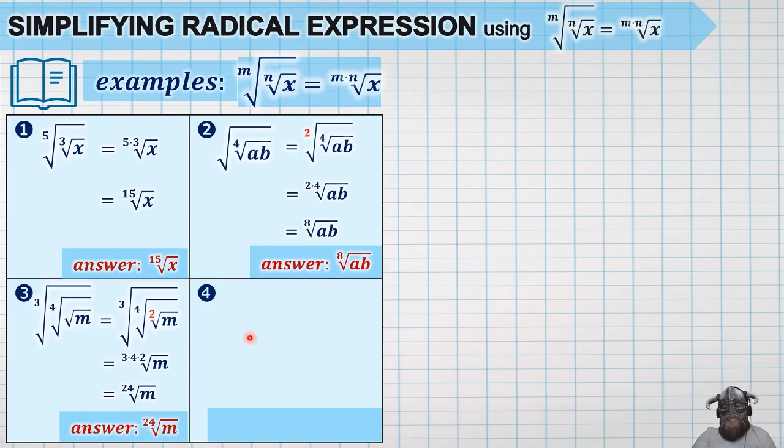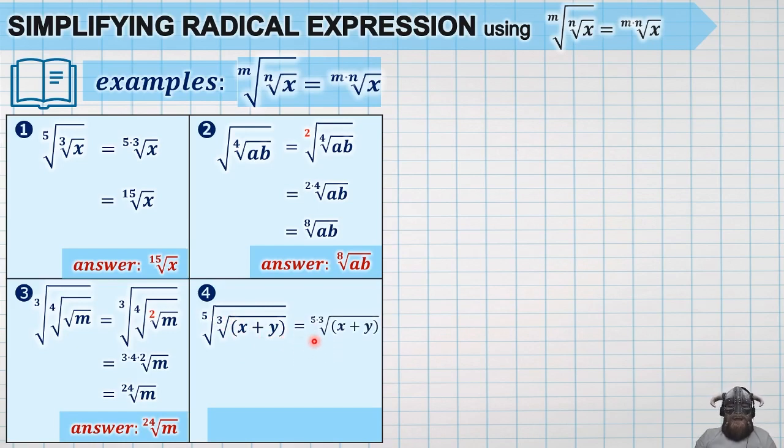Next, so for the final example for this one, we have number 4, wherein we have the given, the fifth root of the cube root of quantity x plus y. So in this given, ganun pa rin yung gagawin natin. We just need to multiply the index kahit na ano yung expression na nakalagay doon sa radicand natin.